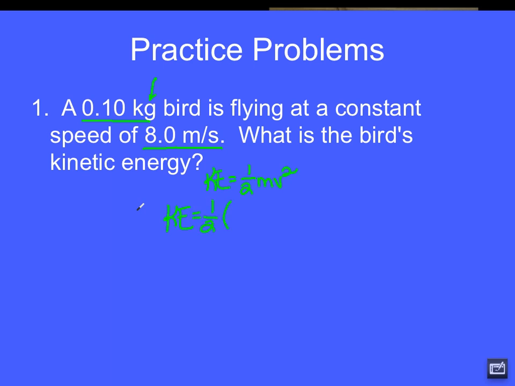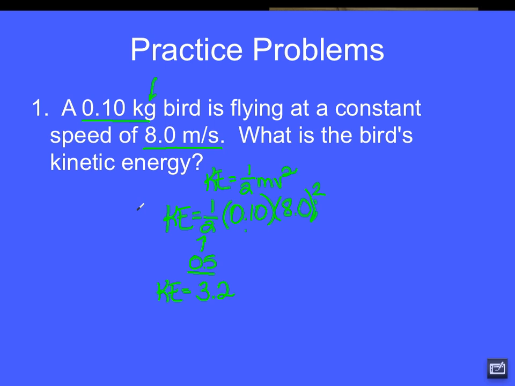So 1/2, my mass is 0.10, and my v is 8.0, and please do not forget that you have to square that. Remember, when you punch it into your calculator, the 1/2 becomes a 0.5. We don't want to write things in fractions in terms of our answer. So we would have 0.5 times 0.10 times 8 times 8, and when I do that on my calculator display, I get 3.2.